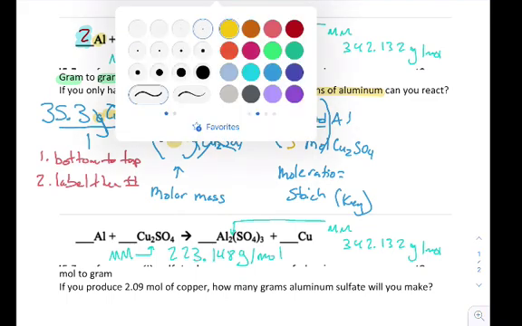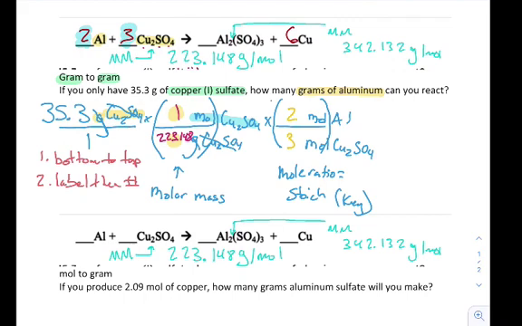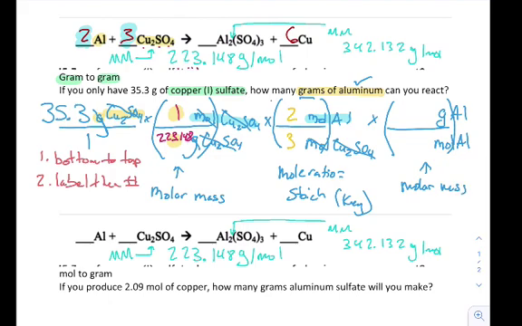Now the problem's almost done. I want to get to grams of aluminum. Now I'm in aluminum, so that's great, but I'm not in grams yet. So I'm going to do one more step. Again, because of how it's set up, I was able to cancel out moles of copper sulfate. So now what I have is moles of aluminum, and from moles of aluminum, I can go to grams of aluminum by using the molar mass of aluminum. The molar mass of aluminum is something you can find on the periodic table.